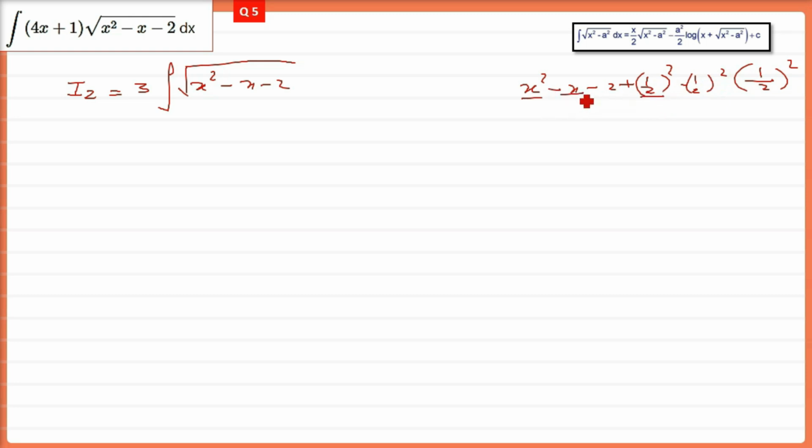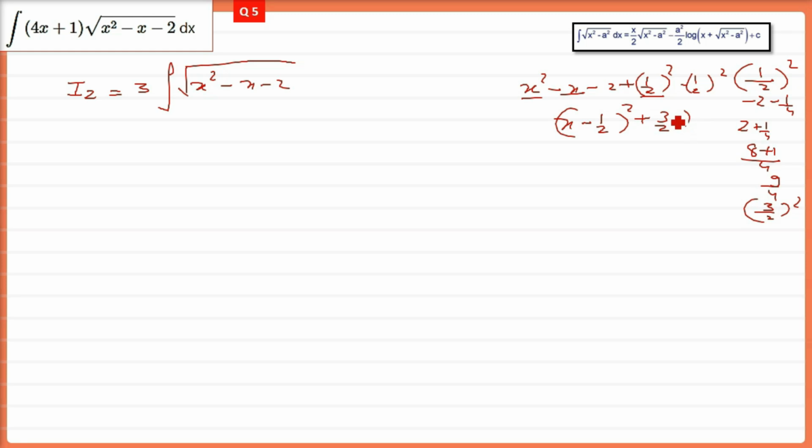So a square plus b square minus 2ab, which is x minus half whole square, is the first term. How about the second term? That is negative 2 minus 1 by 2 whole square. So it's just 2 plus 1 by 4. You can take negative outside. It will be simply 2 plus 1 by 4, which is 8 plus 1 by 4, that is 9 by 4, which is essentially 3 by 2 whole square.